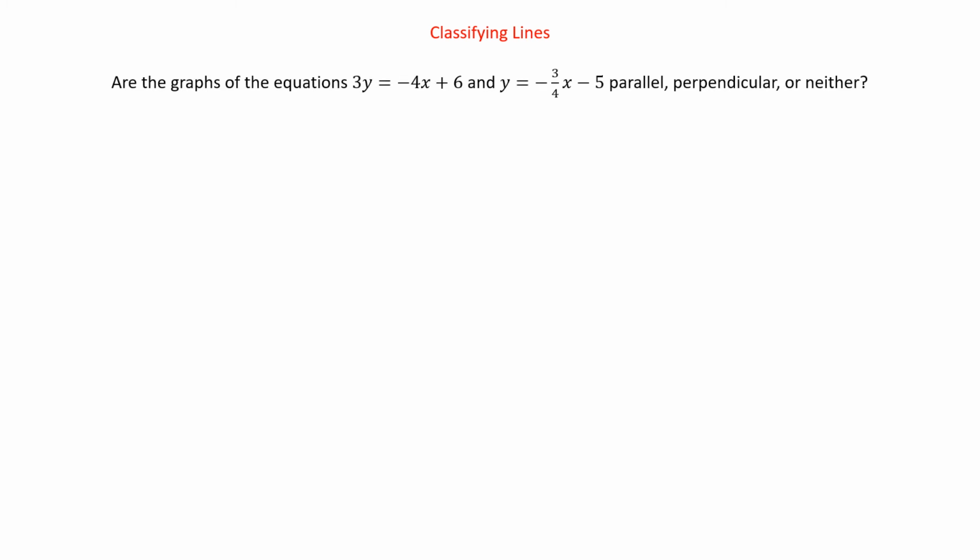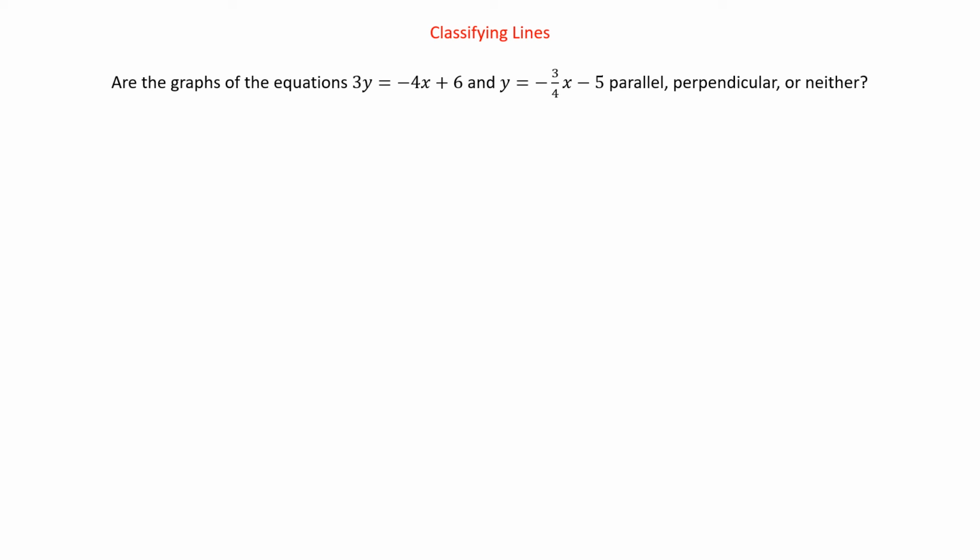And most lines are going to be neither. Not the ones that it's going to have you look at, but just most lines in general aren't parallel and they're not perpendicular. So let's see how we would do this. Are the graphs of the equations 3y equals negative 4x plus 6 and y equals negative 3/4 x minus 5 parallel, perpendicular, or neither? So notice that they're not both in slope-intercept form.